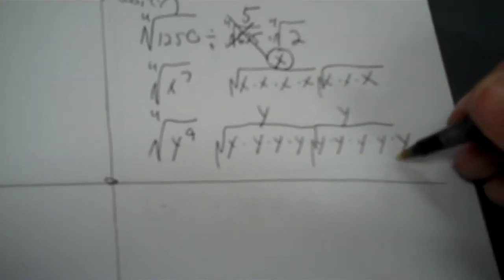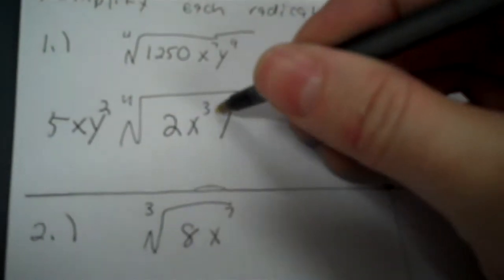Then y to the 9th, y times y times y times y times y times y times y times y times y. So we got 4, a y comes to the top. Then another 4, y comes to the top, then this last one. So I got y to the 2nd, remember that's outside, because 2 there, and then a y inside. Okay, and now it's simplified, just like that.